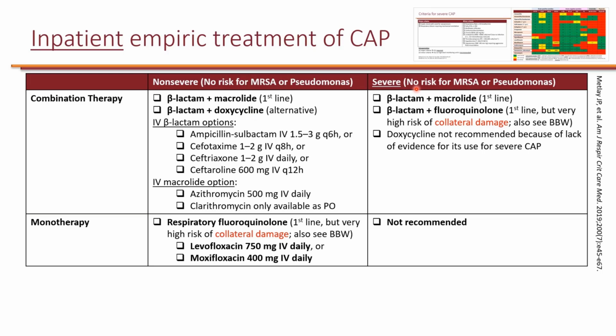Now, when it comes to severe CAP, we actually do not use monotherapy with fluoroquinolones. Because of the increased risk of mortality, we want to make sure that we have a combination that is very likely to be active against the likely causative agent. So we use a combination of beta-lactam plus macrolide or beta-lactam plus a fluoroquinolone, and both of them are considered first line. And of course, the preference will be beta-lactam plus macrolide because of the collateral damage of fluoroquinolone. Now, doxycycline is not listed for severe, again, because of the lack of evidence with doxycycline, and we don't really want to take a chance with severe because of the increased risk of mortality.